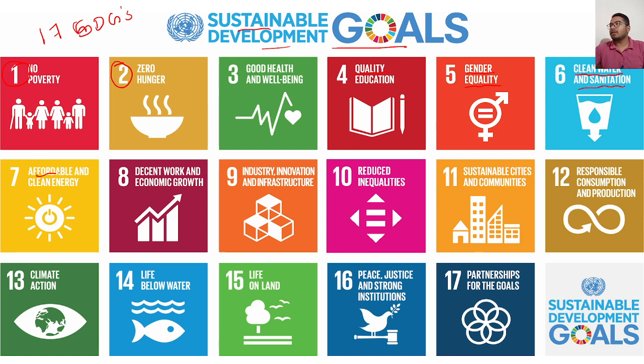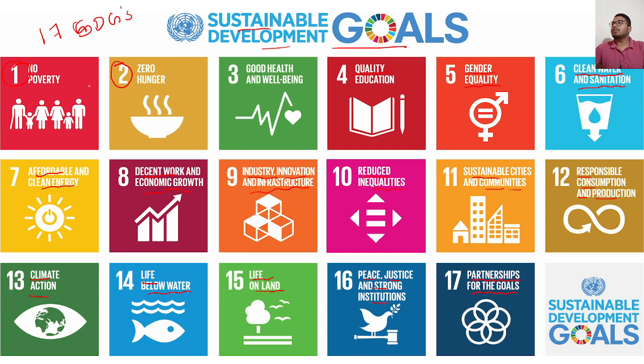The seventh is affordable and clean energy. Eighth is decent work and economic growth. Ninth is industry, innovation, and infrastructure. 10th is reduced inequalities. 11th is sustainable cities and communities. 12th is responsible consumption and production. 13th is climate action. 14th is life below water. 15th is life on land. 16th is peace, justice, and strong institutions. The 17th and final SDG is partnerships for the goals.